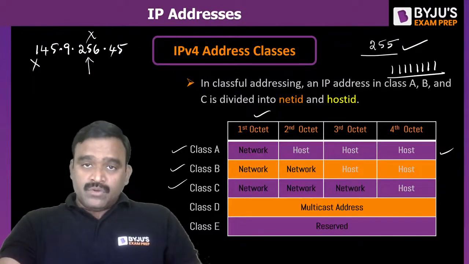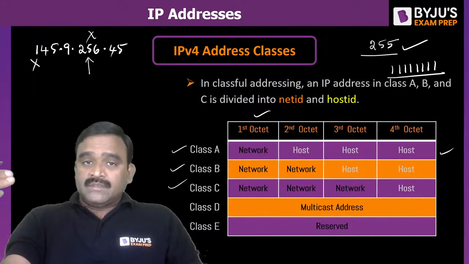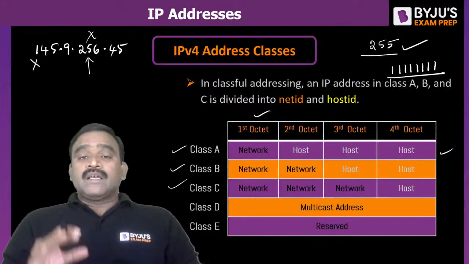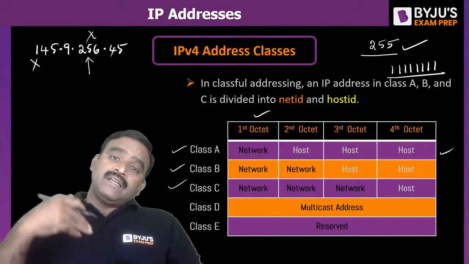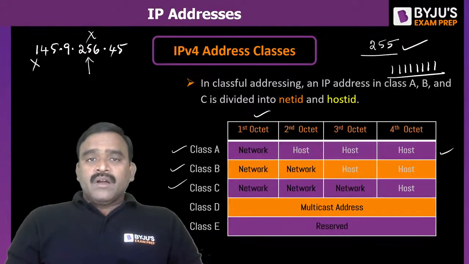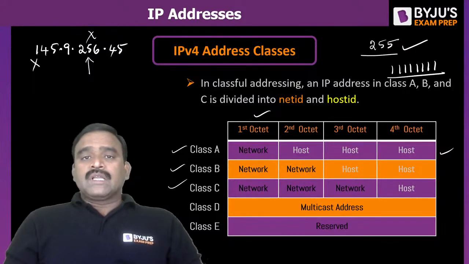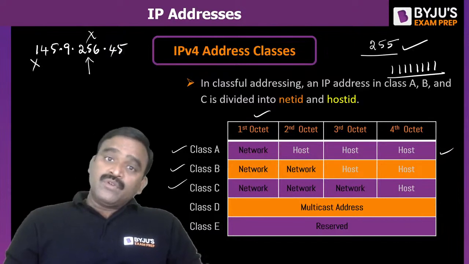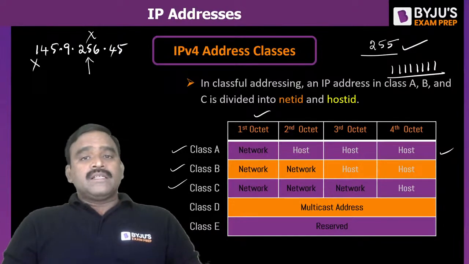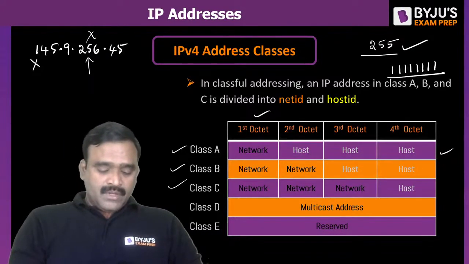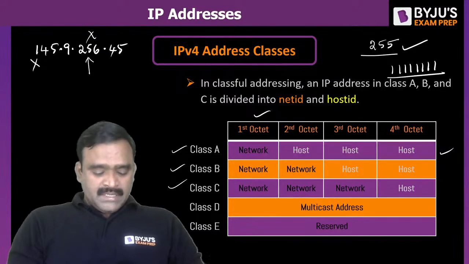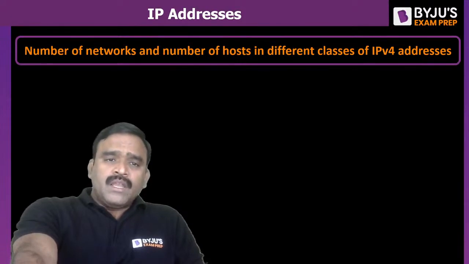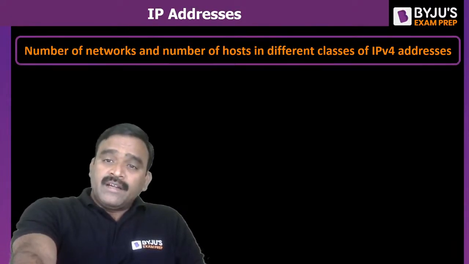Only 16 bits for host in class B, only 8 bits for host in class C. That means class C networks are very small in size, class B networks are medium in size, and class A networks are bigger in size. For bigger government organizations, we use class A networks. For medium-sized private and government organizations, we use class B, and for small organizations we use class C networks. So that depends on the size. Hope you are understanding.